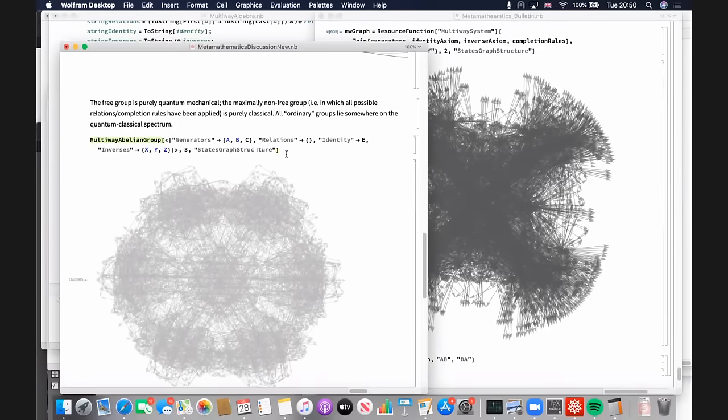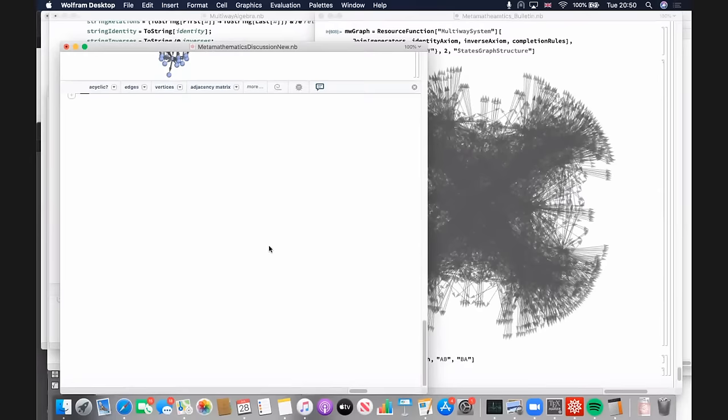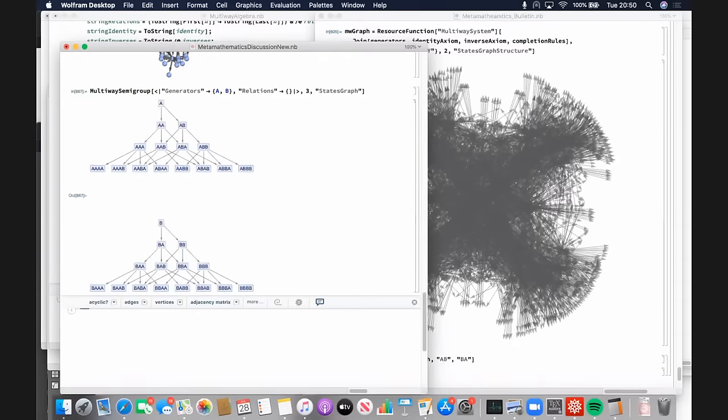Okay, so anyway, this is the Ruliad, this is the completion limit. Well, I mean, this isn't. This is just the abelian limit. So to answer your question, if we take a multiway semigroup, let's do generators A, B, relations none, states graph. So the semigroup is kind of boring if we don't have any relations, right? Because each element just acts completely independently.